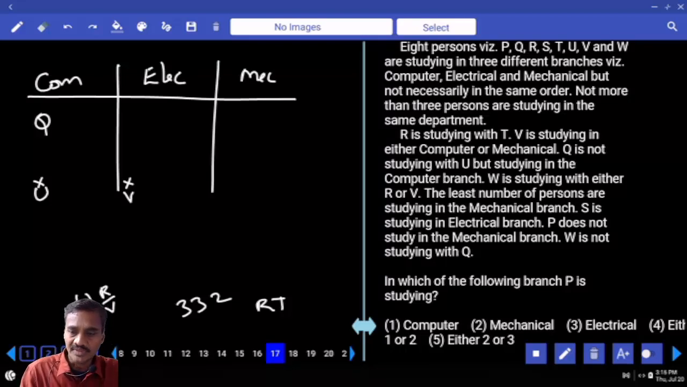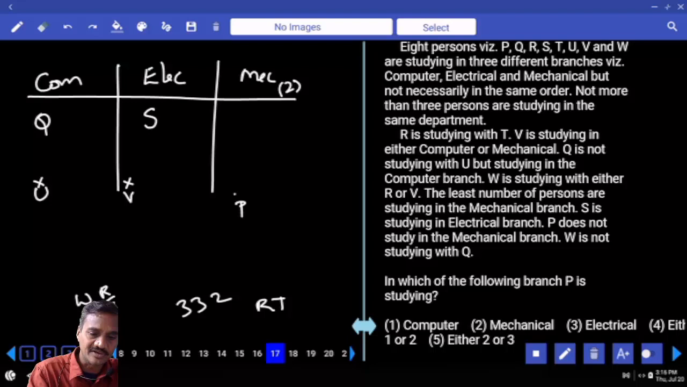And the least number of persons is studying in the mechanical. Least means how many people are there? Only 2. And there are 2 persons in mechanical, then 3 and 3 in computer and electrical. And S is studying in the electrical branch. S is here, electrical branch. And R and T are together. P does not study in mechanical. Now P cannot be in mechanical.